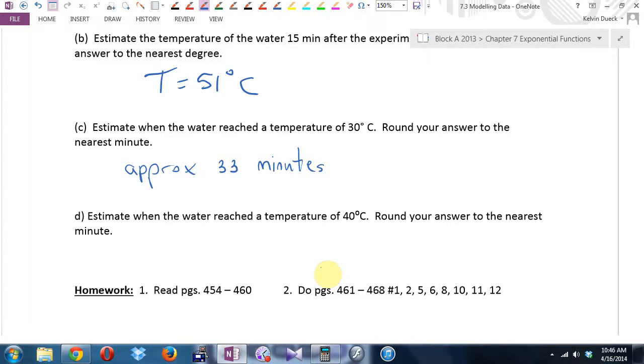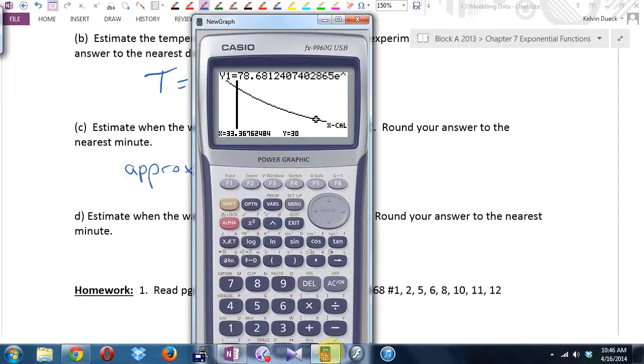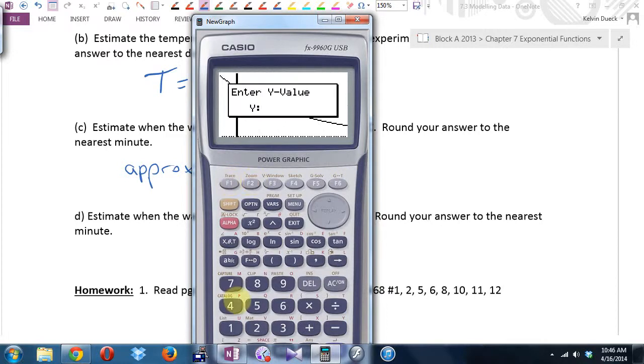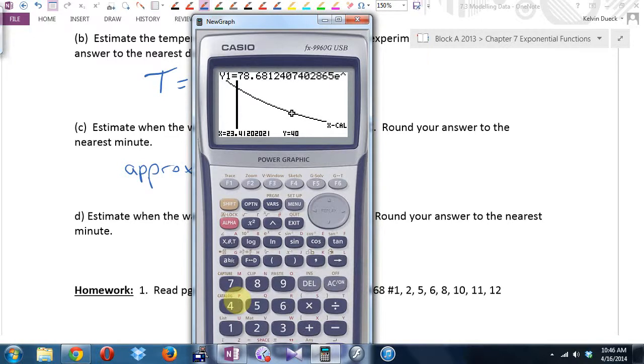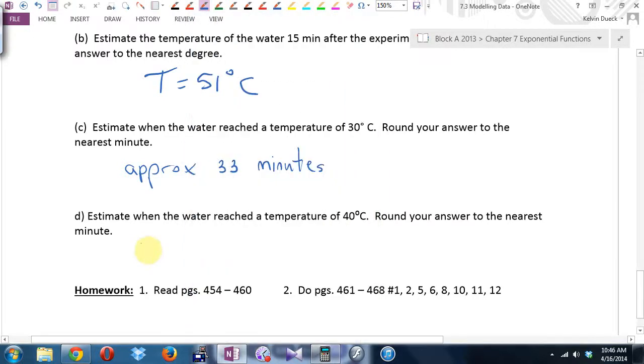Try D on your own. Estimate when the water reached a temperature of 40 degrees. I get 23.4 minutes in. So even with multiple data points from 3 different sources, our graphing calculator was able to take that and turn that into a good regression.